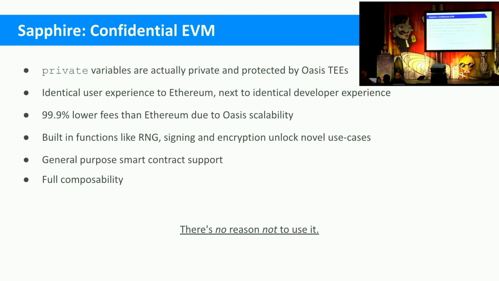And when we say it's EVM compatible, we actually mean it. It's an identical user experience and dev experience to Ethereum, and the fees are much lower compared to Ethereum. It also has amazing built-in functions like RNG, which is critical for games like Fog of War or strategy games. It also has general purpose smart contract support, which some other confidential compute technologies currently might have limitations around. And it has full composability, which is critical to Web3 as everyone is building on top of each other. So in short, there's literally no reason not to use it.